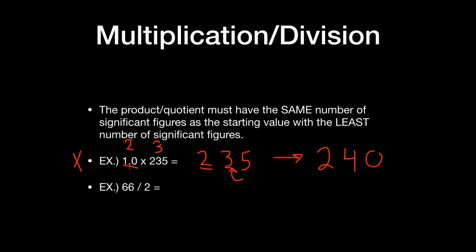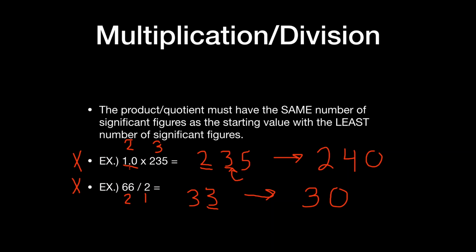Alright, example number 2. We're going to look at this one now. We have 66 divided by 2. So 66 has 2 Sig Figs, 2 only has 1. So I'm going to be looking for my answer to have 1 significant figure. If you take 66 divided by 2 on your calculator, it comes out to 33. Now I want this to only be 1 Sig Fig. Can I round that 3 up from that 3? No, I cannot. I only want it to be 1 Sig Fig, so my answer is just 30.